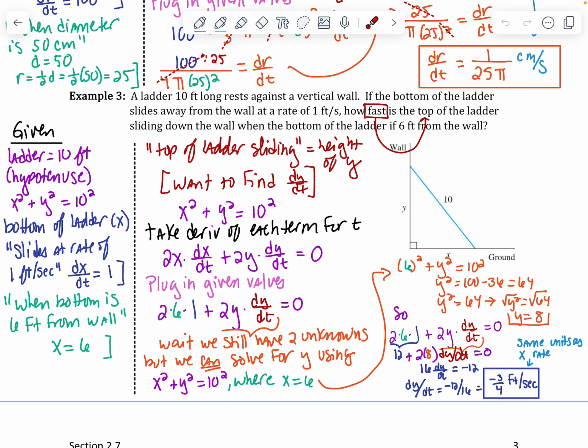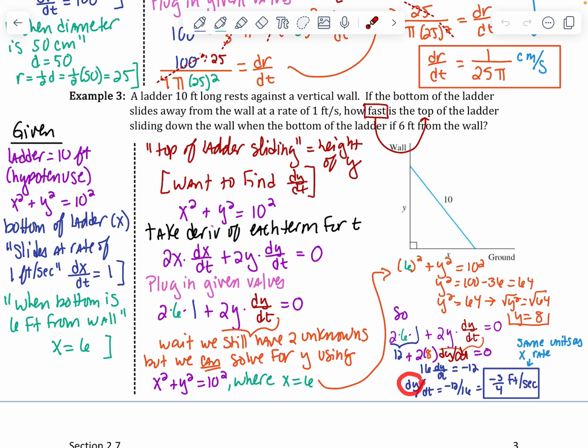Now, true, it's plus or minus 8, but since we're talking about the height of where the ladder started, it can't obviously start at negative 8 feet on the wall. So, going back to this equation, where y is, I can go ahead and insert the 8. So 2 times 6 times 1 is 12. 2 times 8 is 16, but it's multiplied by dy/dt. So dividing both sides by 16 gives me the rate the ladder is sliding down the wall is negative 12/16. But I do need to divide top and bottom by 4 so that I have negative 3/4.